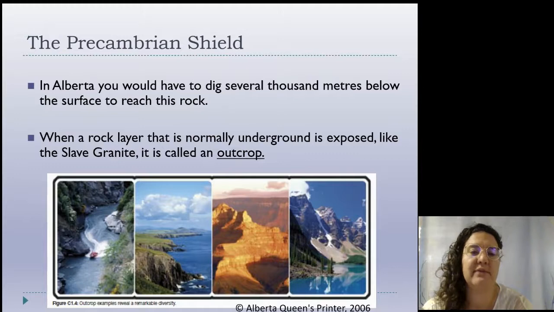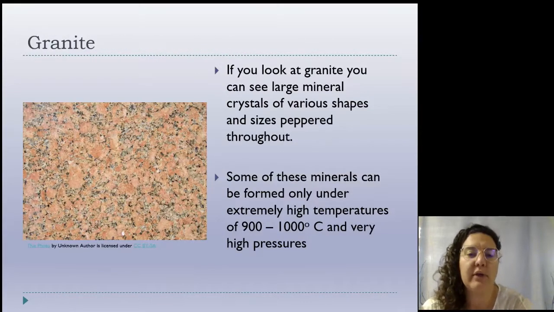Generally, in Alberta, you're going to have to dig several thousand meters below the surface to reach granite rock. But when a rock layer that's normally underground is exposed, like the Slave Granite could be, it's called an outcrop. So this would be when it's normally underground, but through some geological fashion, it is now exposed and we can visualize it. When we look at granite, we can see large mineral crystals of a variety of shapes and sizes peppered throughout. This is why people like it for their countertops, because it has a nice visual appearance. And some of these minerals can only be formed under high temperatures between 900 and 1,000 degrees Celsius and very high pressures. So this occurs deep down under the Earth's surface.